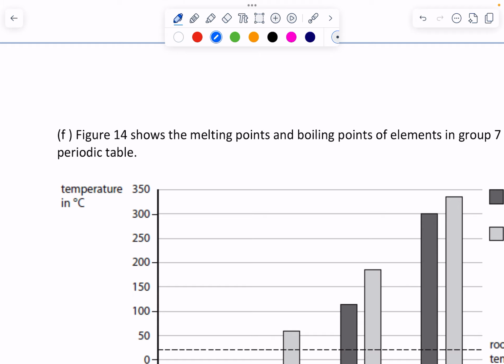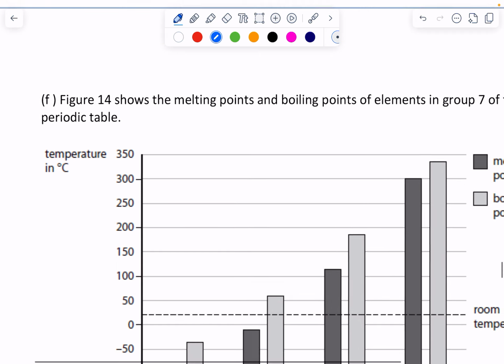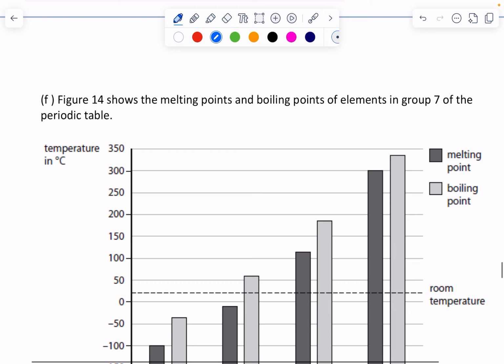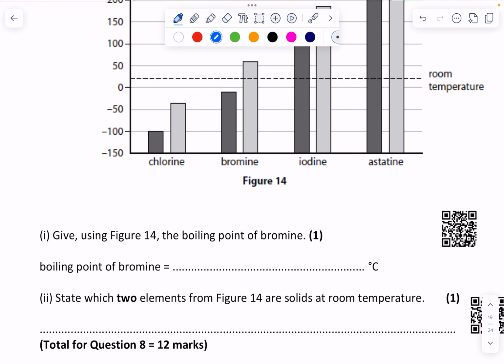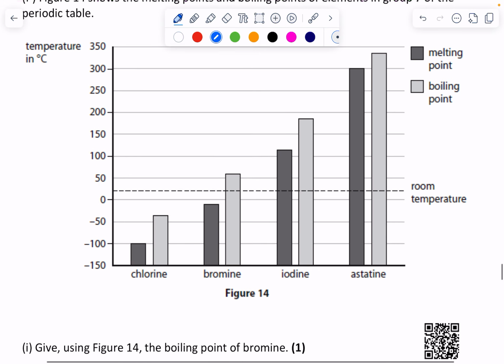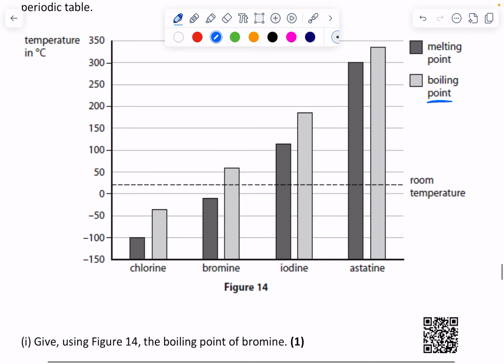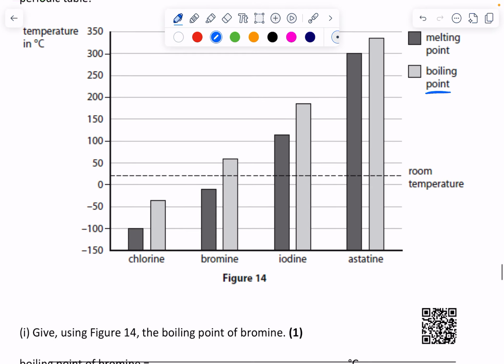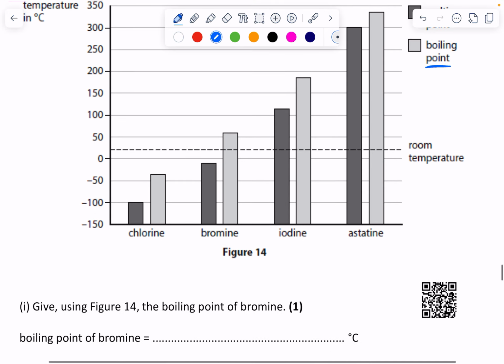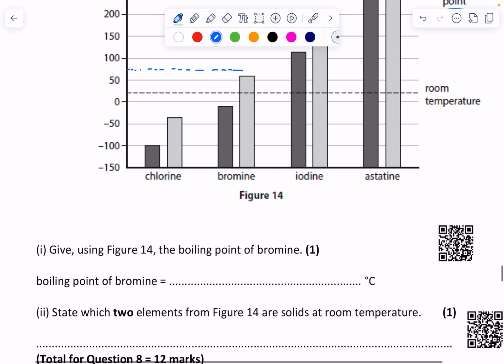And then, next question, we're looking here at the melting points of elements in group 7. And it says the boiling point of bromine. Give, using figure 14, the boiling point of bromine. So bromine is here, and the boiling point is the light grey one. So in this case, if we look, this would be kind of 75, so it's kind of over 50, less than 75. So any value in here between, say, 51 and 70 is going to get you the mark.